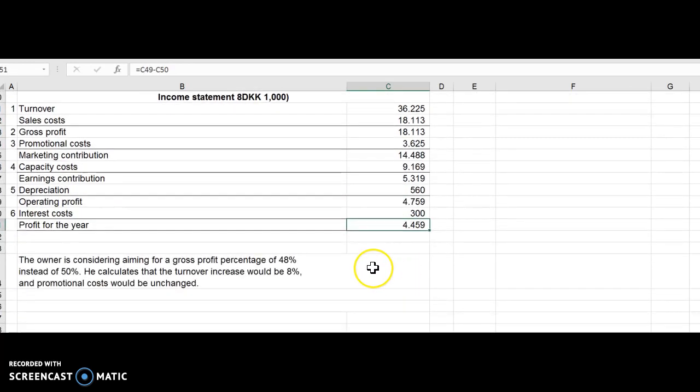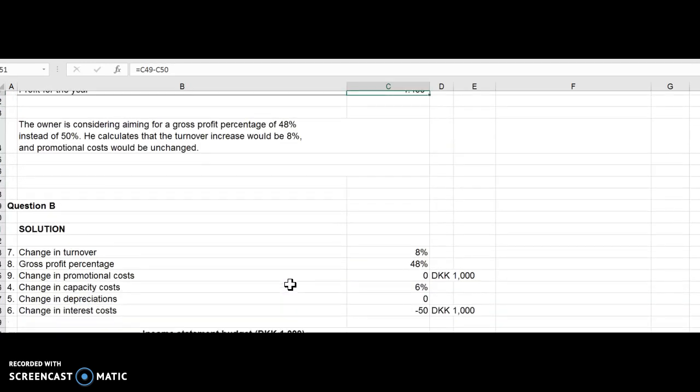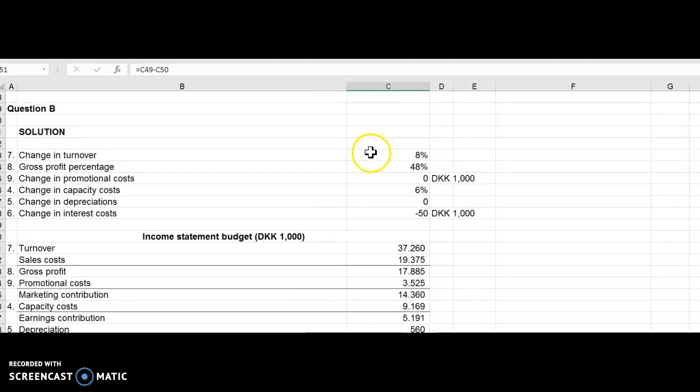4459. And then we are asked to make a new calculation because the owner is considering aiming for a gross profit percentage of 48 instead of 50. And because of this decrease in sales prices, he expects that turnover will increase by 8% and the rest unchanged. So we now have 8% instead of 5 and gross profit percentage of 48.